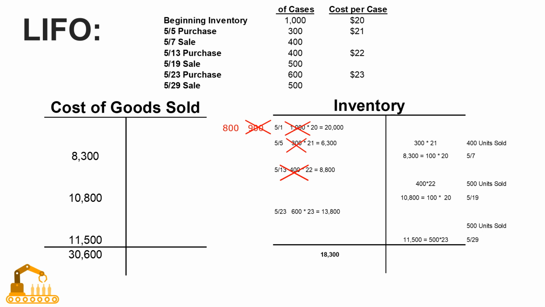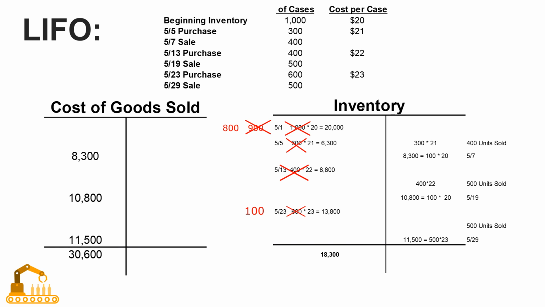So now let's look at the sale of 500 units on March 29th. Again, last in, first out assumes that those 500 units came from the last ones that came in, or the most recent purchase, which was on March 23rd. So we're saying of the 600 units purchased at $23 a unit, we must have sold 500 of those, leaving 100 units there still unsold. 500 units at $23 is $11,500 total cost of inventory sold, credit inventory, and debit cost of goods sold.